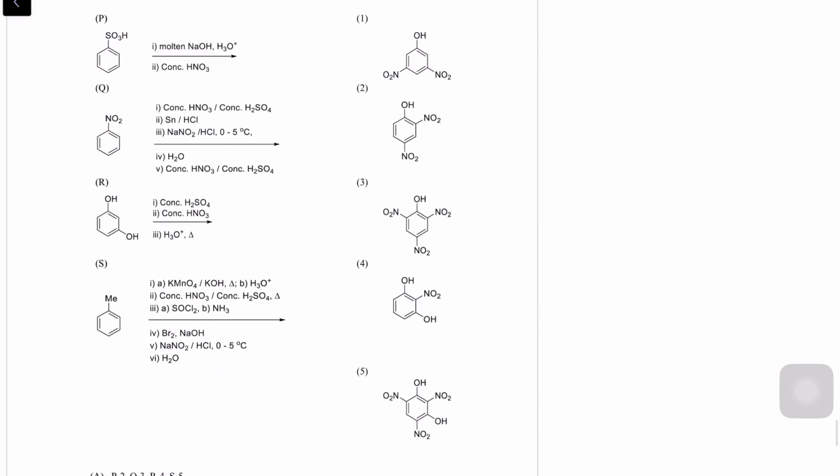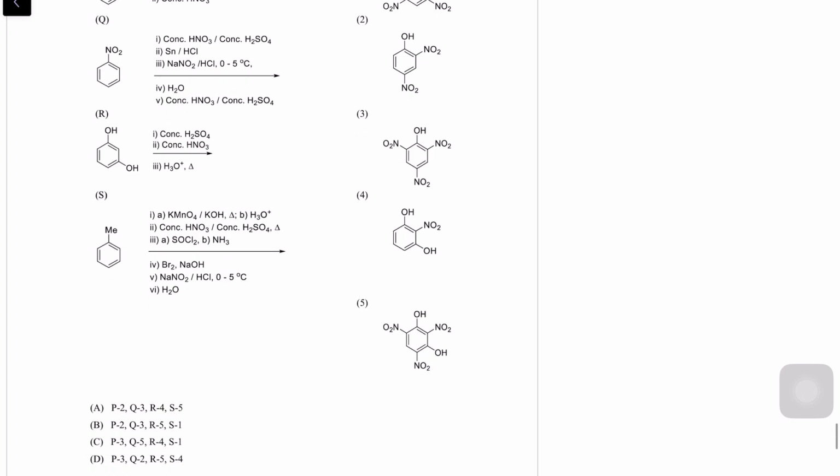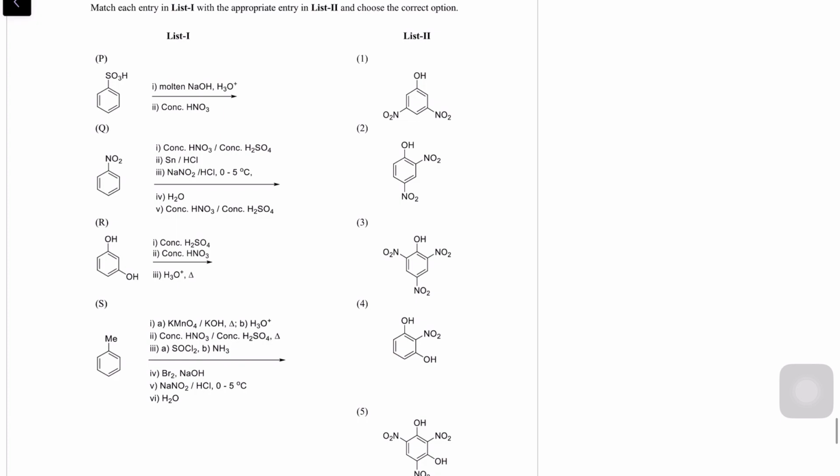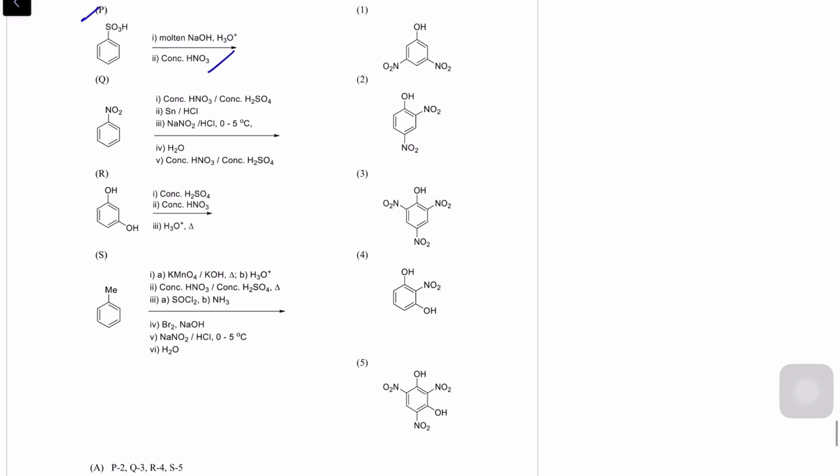In this question, I'll tell you straight off the correct answer first. The correct answer is option C. All right, correct answer is option C. So P is very easy. Sulfonic acid on reaction with molten NaOH followed by acidification forms phenol, and phenol on reaction with HNO3 it forms picric acid. So P matches with 3.